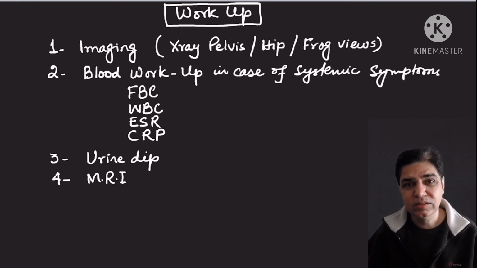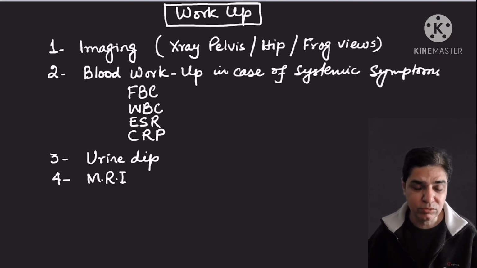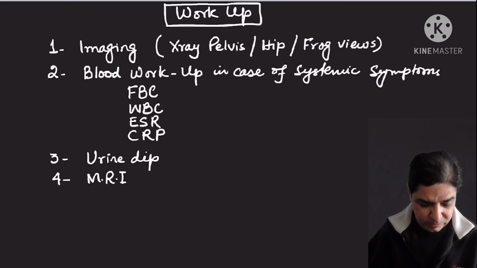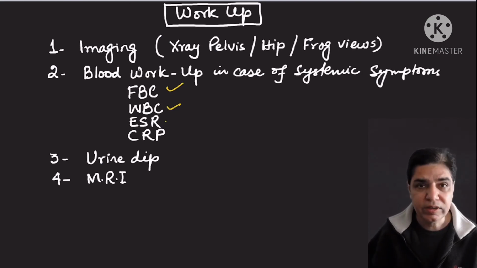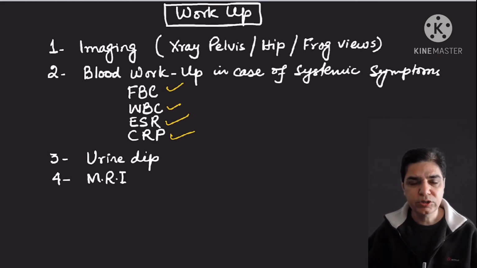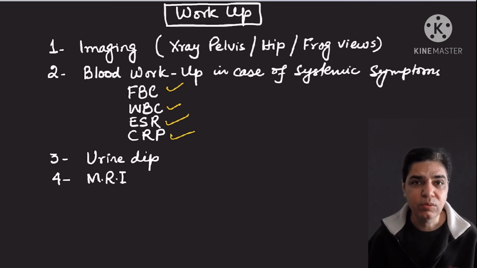If you are considering systemic causes, like if there are systemic signs and symptoms, then obviously you need to check what's going on. For that, some basic blood workup is needed, and that includes a full blood count, including platelet count. That includes your white blood cell count. That also includes your ESR to look for any inflammation, and CRP. So again, a combination of the findings on these four parameters would give you an idea what's going on.